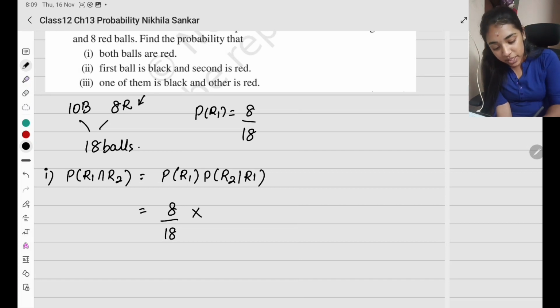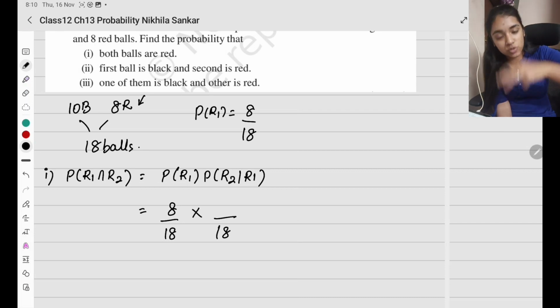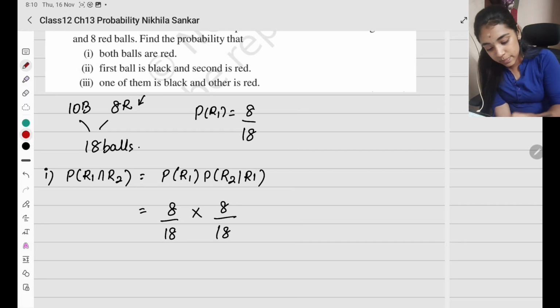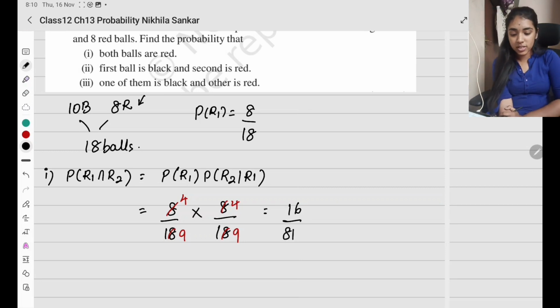Now what does with replacement mean? We put the drawn ball back, we didn't throw it out, we put it back inside. So again 18 balls are there. To draw a red ball again, how many will be needed? 8. Clear? Simple. Now if you cancel this, I'll have 2 4s are 8, 2 9s are 18. So this is going to be 16 divided by 81. Okay, both the balls are red.